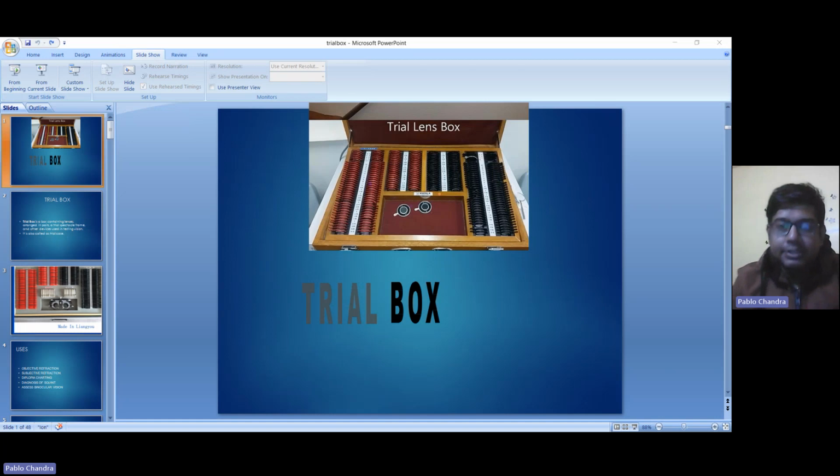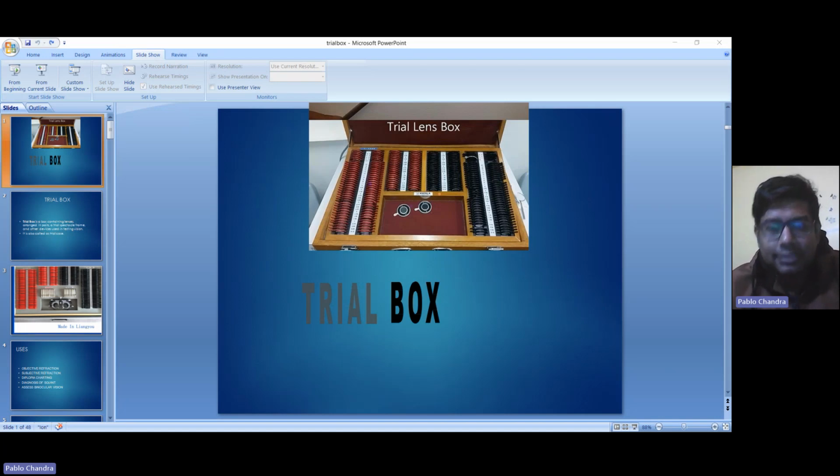Plano lenses are there, and red and green. Now I think you don't have any questions on prisms. I think I have covered most of the prism slides, although there are a lot of things. But for the trial box, as you are starting with clinical refraction unit 1, you need to know these basic points about prisms. Now next we will go to the accessories.